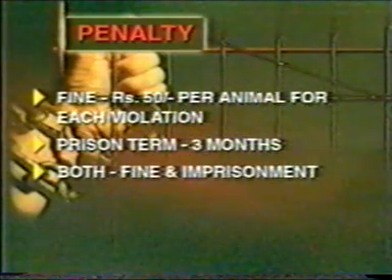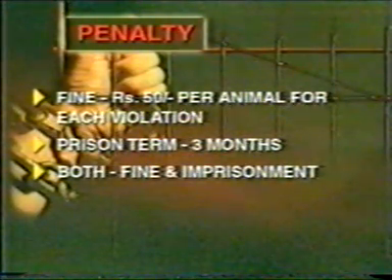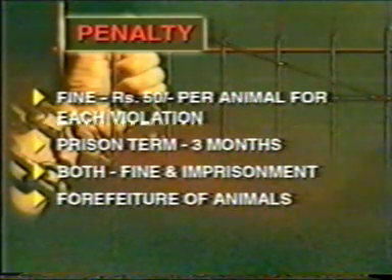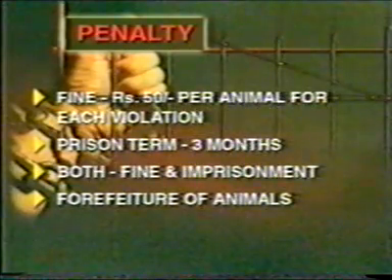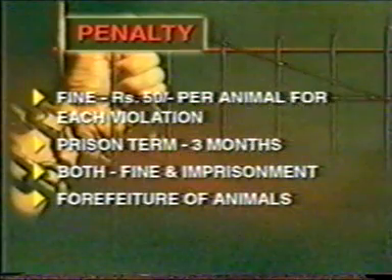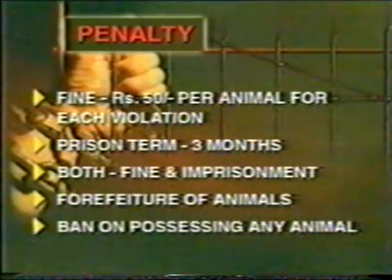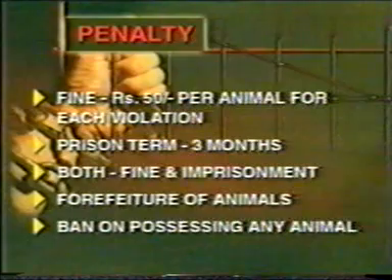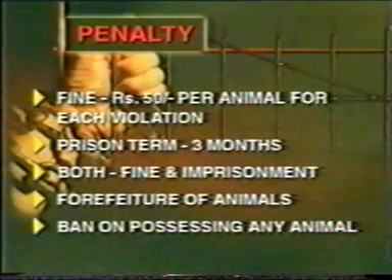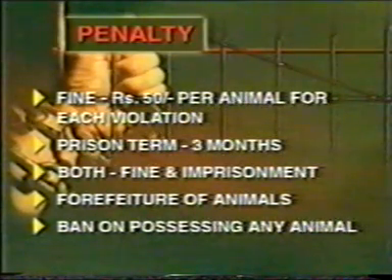If the second or subsequent offence is committed within 3 years of the first offence, it is punishable with a fine or imprisonment for a term which may extend to 3 months, or both, that is, fine as well as jail. In addition to these penalties, the court can also order forfeiture of the animals to the government. The animals then become government property. The court can also prohibit the convicted person from having the custody of any animal. This ban can either be permanent or for a fixed period as decided by the court.